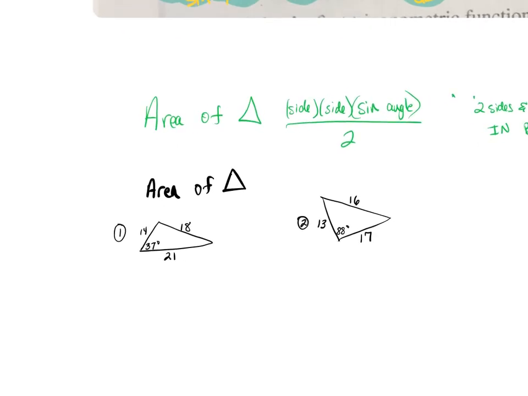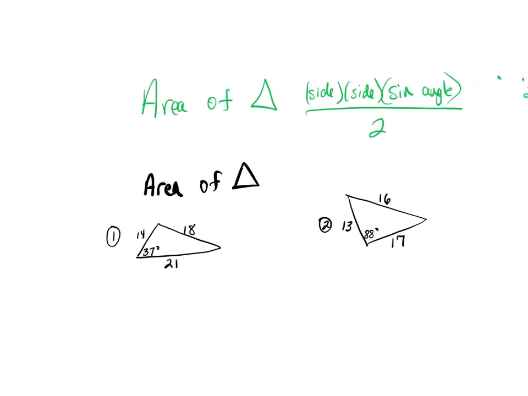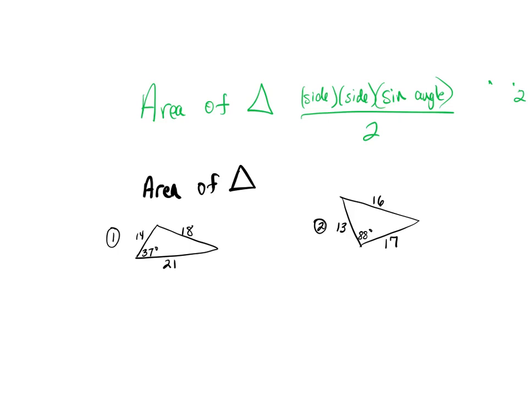In the case where they ask you for the area of a triangle, guys, it's important that you understand what they're asking and the information that is given to you. The area formula for an oblique triangle is the two sides and the angle in between. So I have a side 14, a side 21, and a side 18. I need two sides and the angle that is in between. If you notice here, 37 is in between 14 and 21. So that means I need to use these two sides and the angle that's in between.